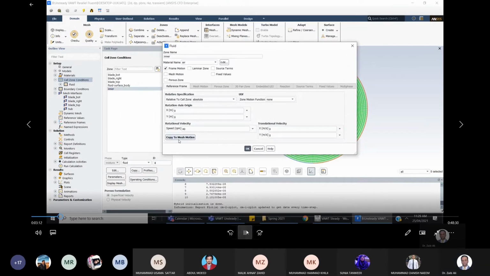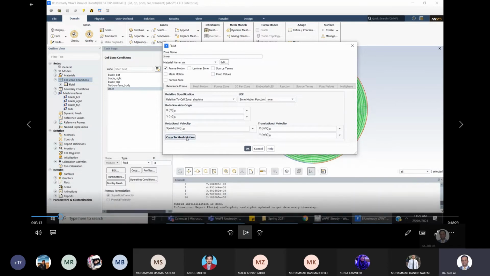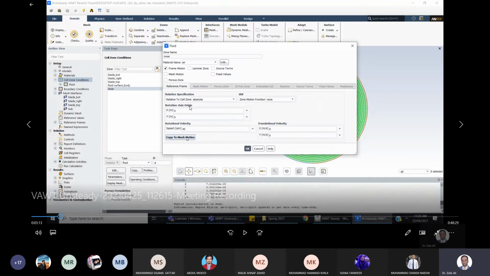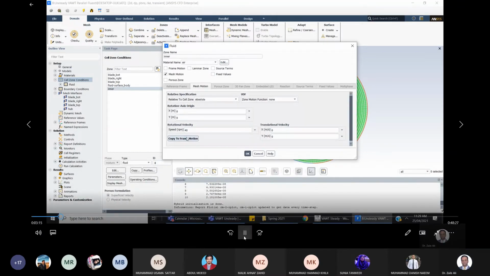Okay, so in order to tell the solver that now the mesh is also moving and we are going to solve an unsteady problem, just need to make one change or one enhancement. Click on cell zone conditions, and first you go to the inner cell zone conditions. So all the things remain the same, plane motion, absolute, whatever. And here there is a tab which says copy to mesh motion. Just need to click that, and that's it.